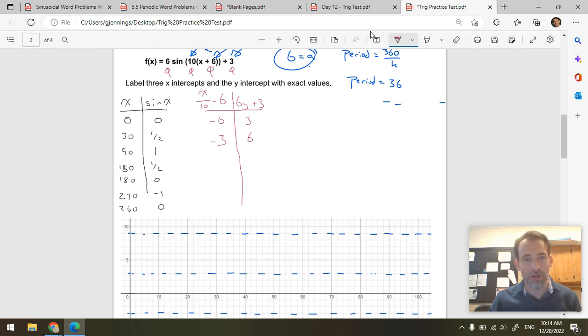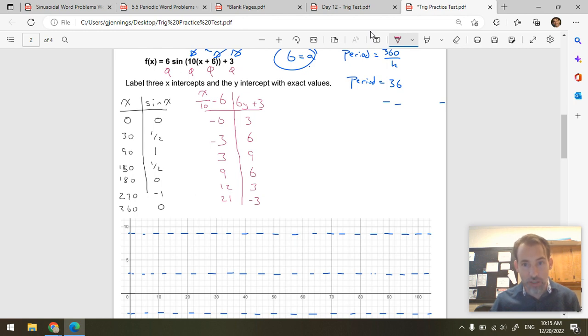Okay, then 90. Finally, we're on our graph. 9 minus 3, so that's 3. And then 1. 6 times 1 is 6, plus 3 is 9. There we're at a maximum. 150, that's 15 minus 6, so that's 9. And then 1/2 times 6 is 3, plus 3 is 6. Okay, 180 is going to give us 18 minus 6 is 12, and 0 times 6 plus 3 is 3. 270 is 27 minus 6, that's 21. We're finally hitting a minimum. Minus 1, so negative 6 plus 3 is negative 3. And then 360, we're around to negative 6, 3.